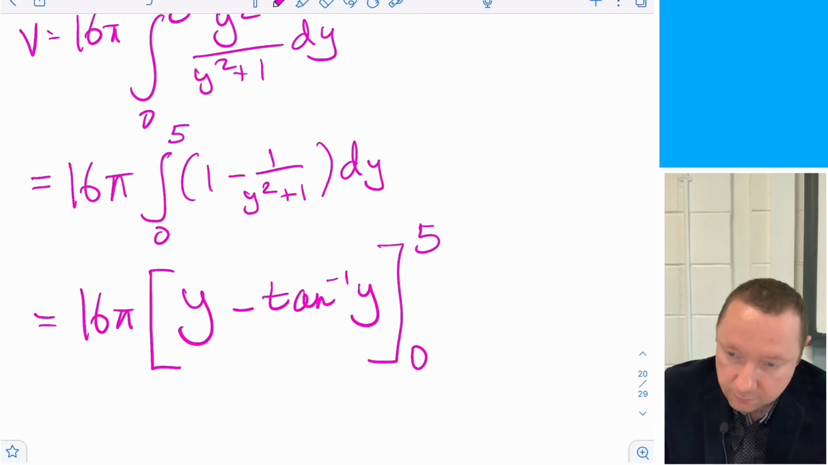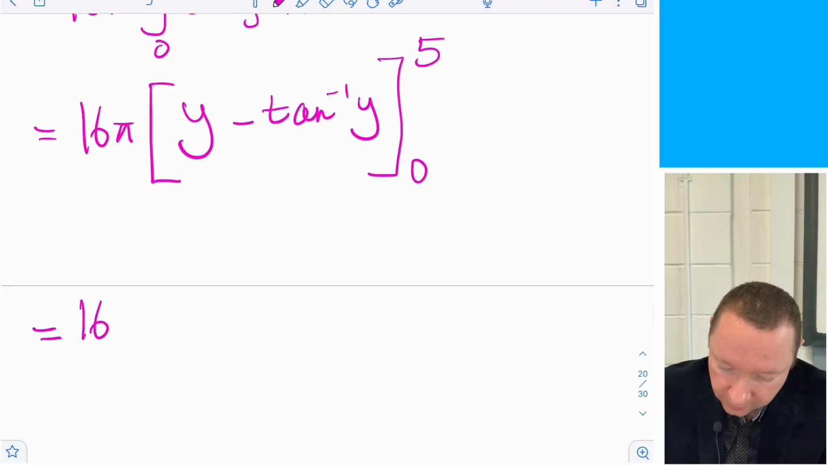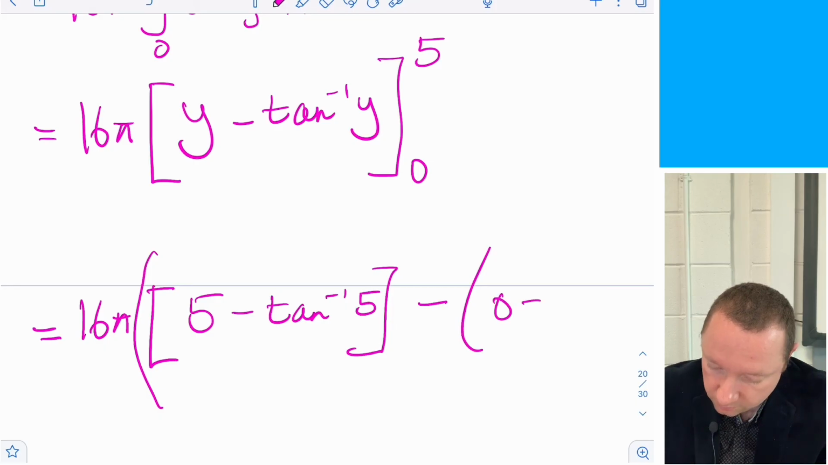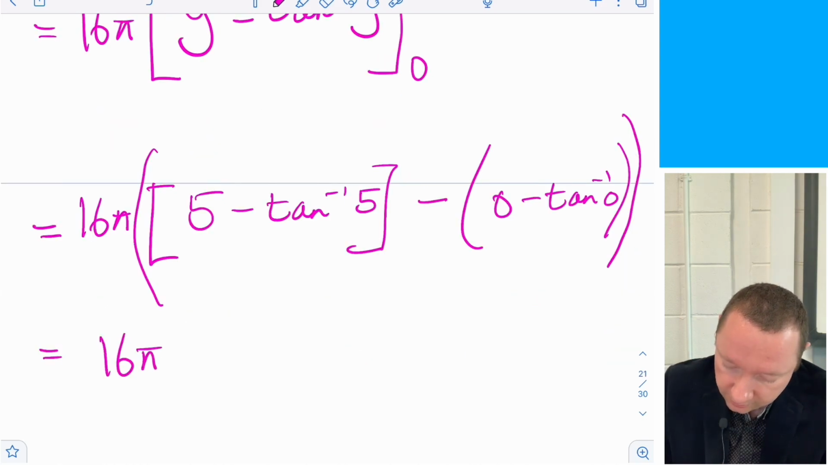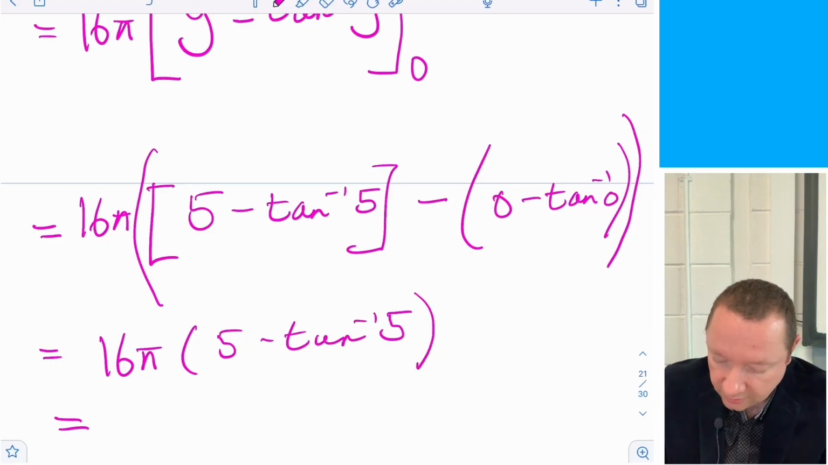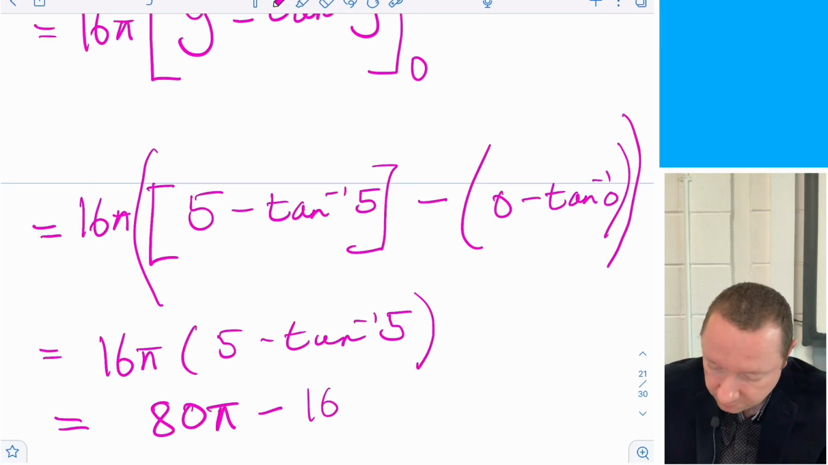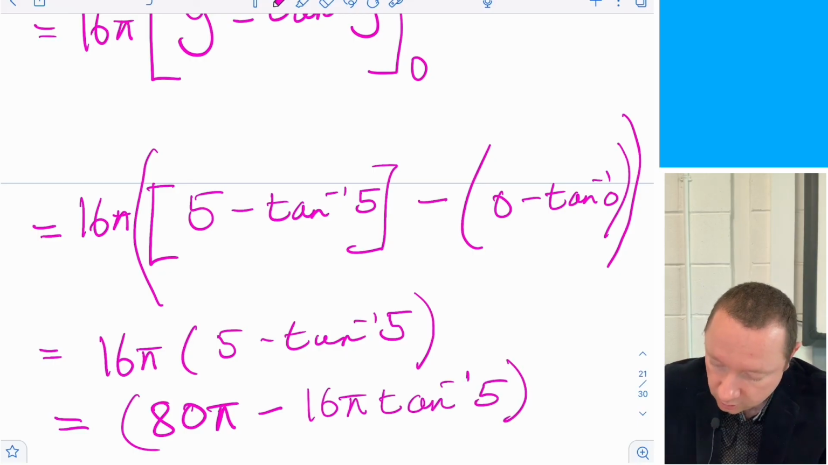Between 0 and 5. So substituting 5 in, we get 16 pi times 5 minus inverse tan of 5. Take away 0, the inverse tan of 0 is 0. So that gives us 16 pi times 5 minus inverse tan of 5. 5 16s is 80, so we get 80 pi minus 16 pi inverse tan of 5 units cubed because it's volume.